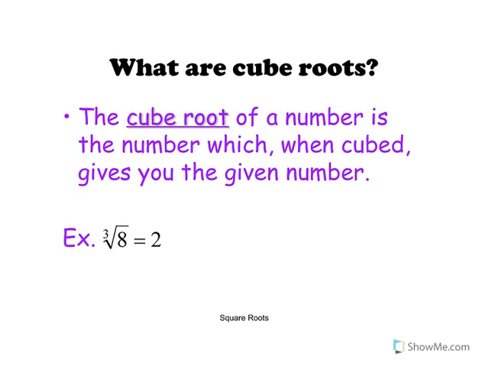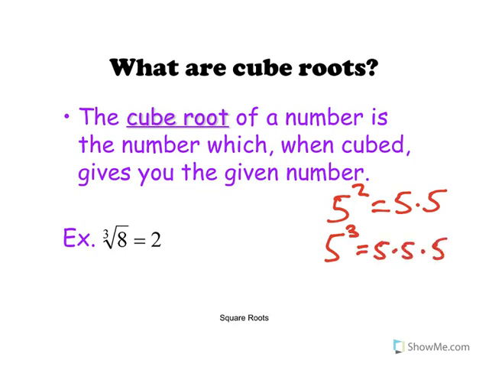So when we square something, we multiply by itself, right? So 5 squared is 5 times 5, whereas 5 cubed, the third power we call the cube, is 5 times 5 times 5. The reason we name them that is 5 squared is how you'd find the area of a square with a side length of 5. And 5 cubed is how you'd find the volume of a cube with a side length of 5. So that's where the terminology comes from.